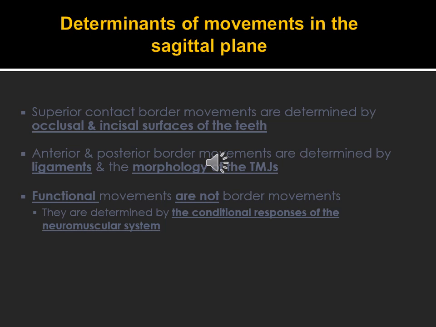Functional movements usually are not border movements. Usually we are functioning inside the border movement. We don't go to the extreme, to the border movements. So functional movements are not border movements, okay? And they are determined by our neuromuscular system. So remember that functional movements are not border movements. As you remember in the previous 2 or 3 slides, we have number 4.